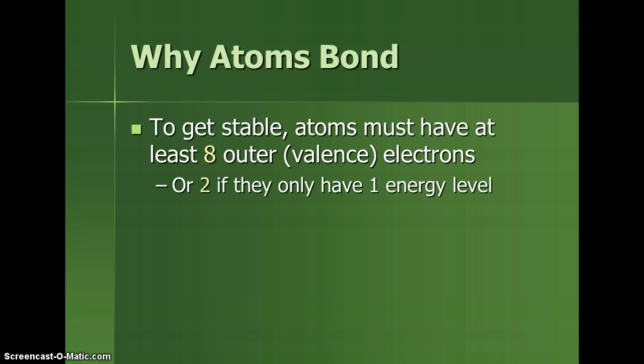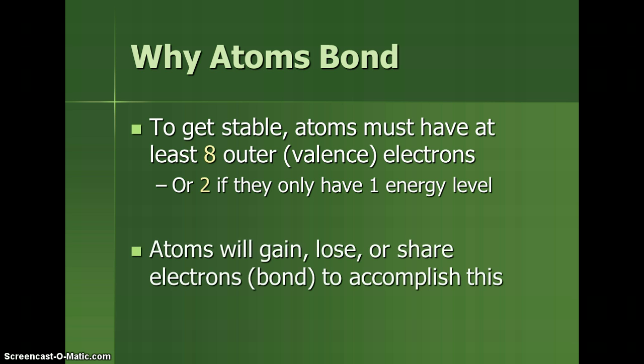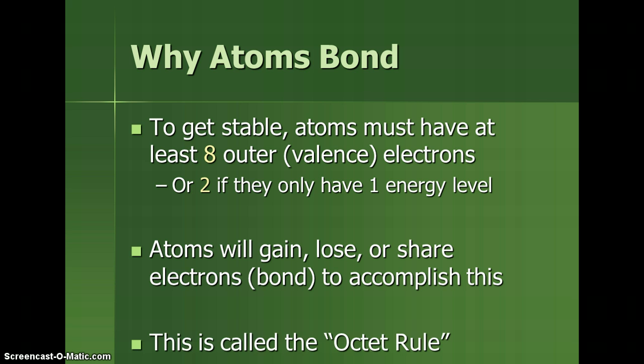And to get stable, atoms must have at least 8 outer or valence electrons. Again, 2 if they only have 1 energy level. Atoms will gain, lose, or share electrons in order to accomplish this. And again, that's called the octet rule.